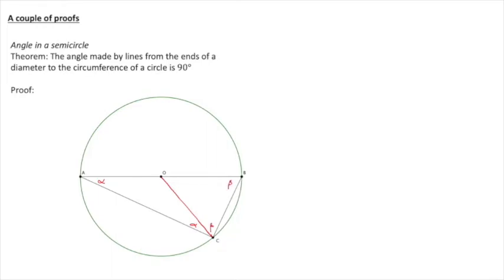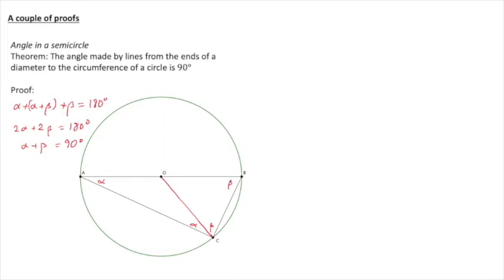Similarly, in the other triangle, OB is a radius, OC is a radius, so that means the angles beta must be the same. Now from there we can then say that the angles in a triangle add up to 180, so we have alpha, then we have alpha plus beta, which is the angle at C, plus beta, the angle at B, they must add up to 180. That means we have 2 alphas plus 2 betas is 180, which means that alpha plus beta must be 90, which is what we set out to prove.